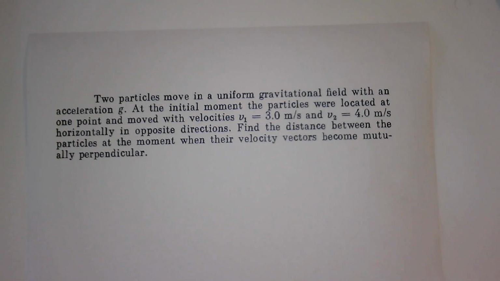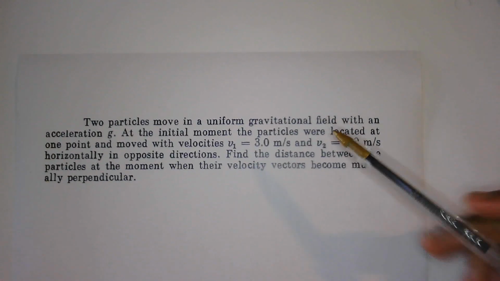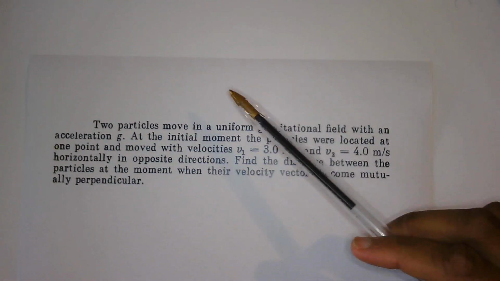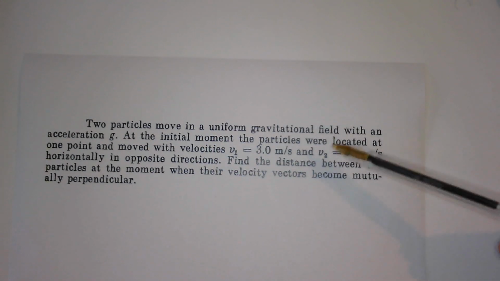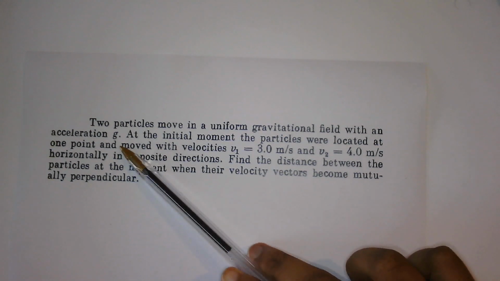Hello, in this video I'm going to solve this problem here. So I'll first just read the question. So we have two particles which move in a uniform gravitational field with an acceleration g.